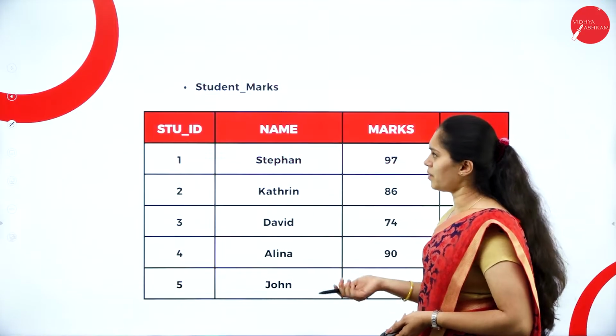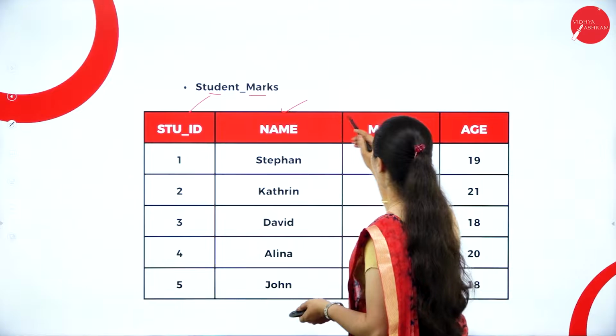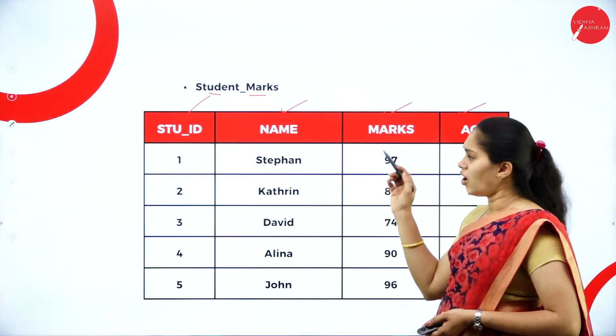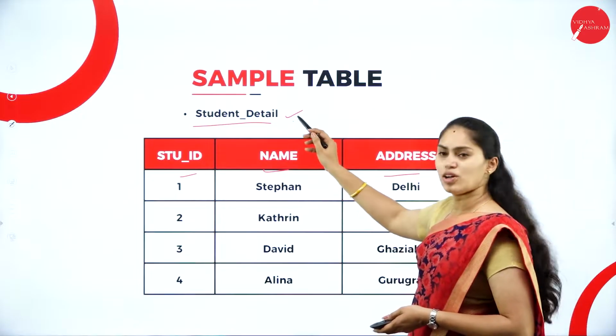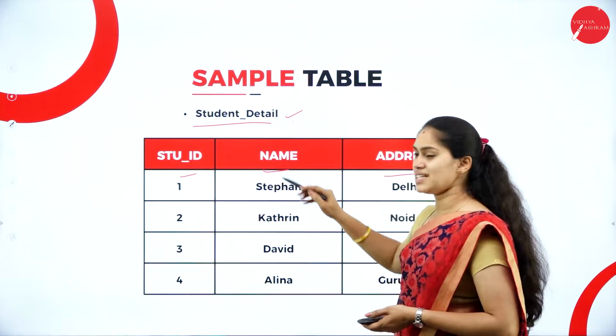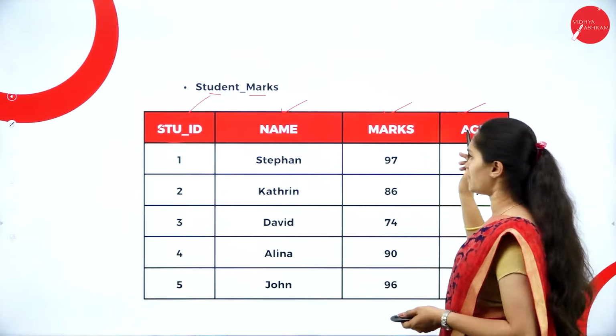And we have one more table. What is that? Student marks. So here also we have a student ID, name, marks, age. So already we had a student ID and name in the previous table also. So we have those 2 fields. Along with that, I will be having 2 more fields called marks as well as age.